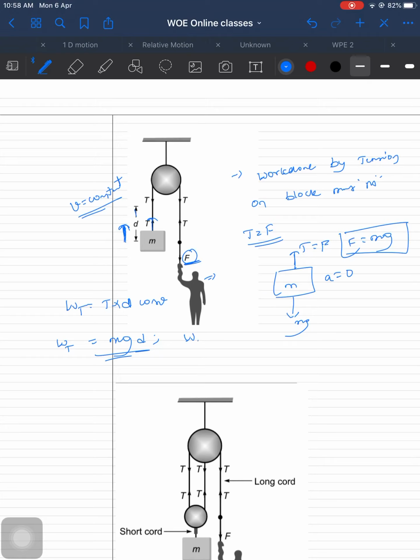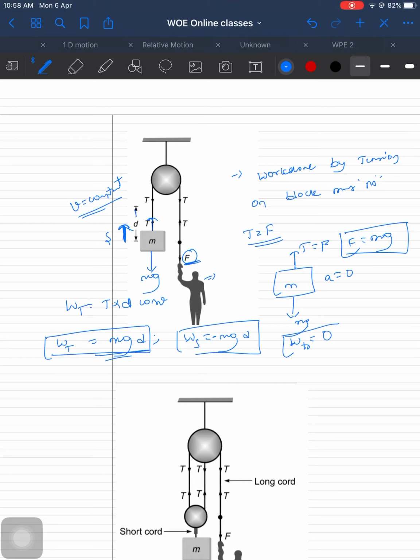What is the work done by gravity? Work done by gravity, mg, force in which direction? Downward direction. In which direction is the body moving? Upward direction. What is the angle? 180. mg into d, and cos 180 is equal to minus 1. Sum these two, add these two.